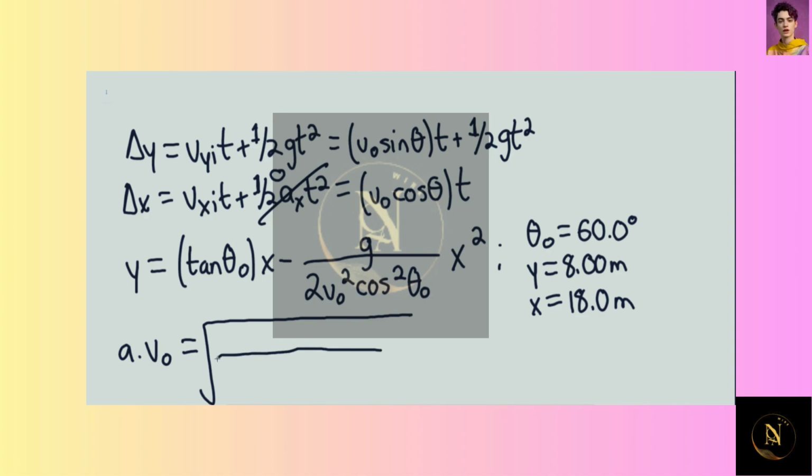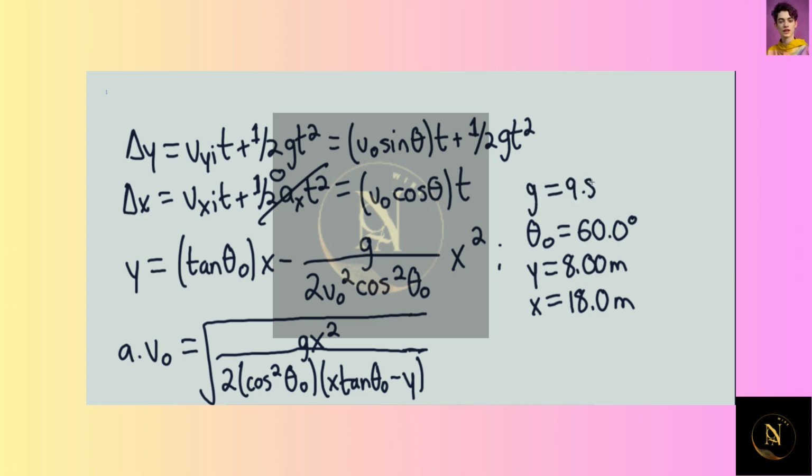So for part A, solving for v initial is going to be equal to the square root. For the numerator, g x squared. And for the denominator, we have 2 times cosine squared of theta initial, multiplied by x times tangent of theta initial minus y. After plugging in these variables, with g equaling 9.8 meters per second squared, we find that v initial for part A is 16.6 meters per second. This is how we would find the answer for part A.